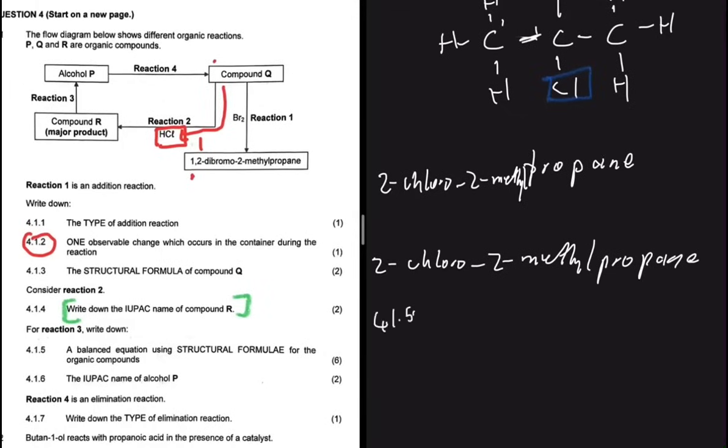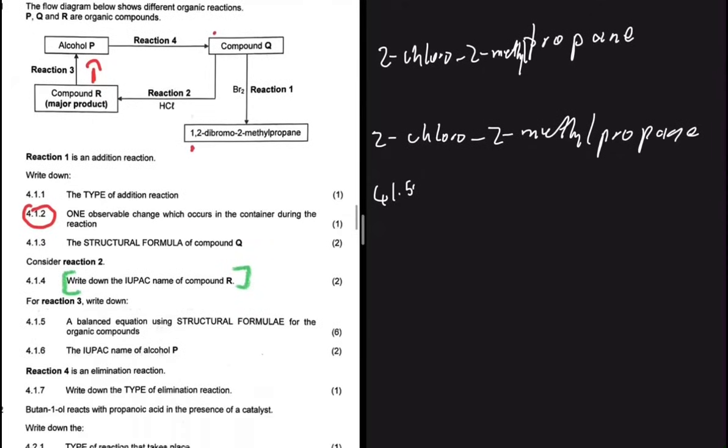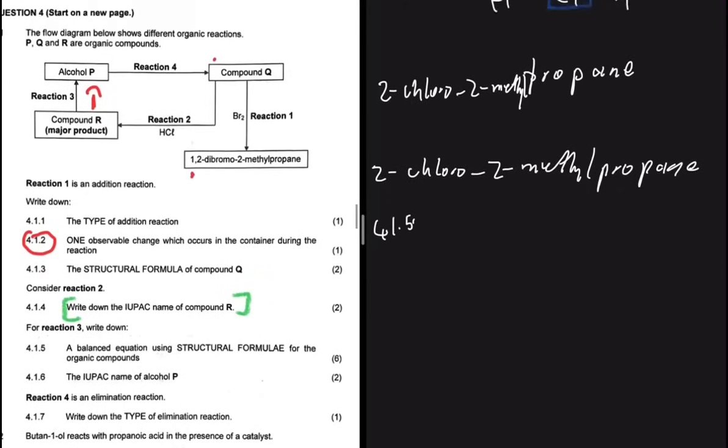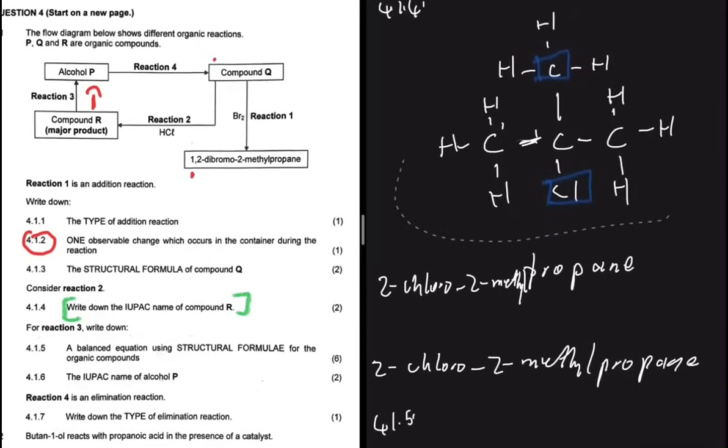4.1.5 for reaction 3 right down there. Let's go ahead and look at reaction 3. We have 2-chloro-2-methylpropane turning into an alcohol. That is a saturated compound to a saturated compound, so that is a substitution reaction, right? Let's write a balanced equation for the reaction that takes place. 2-chloro-2-methylpropane, we already have it here, so let's just copy it again.